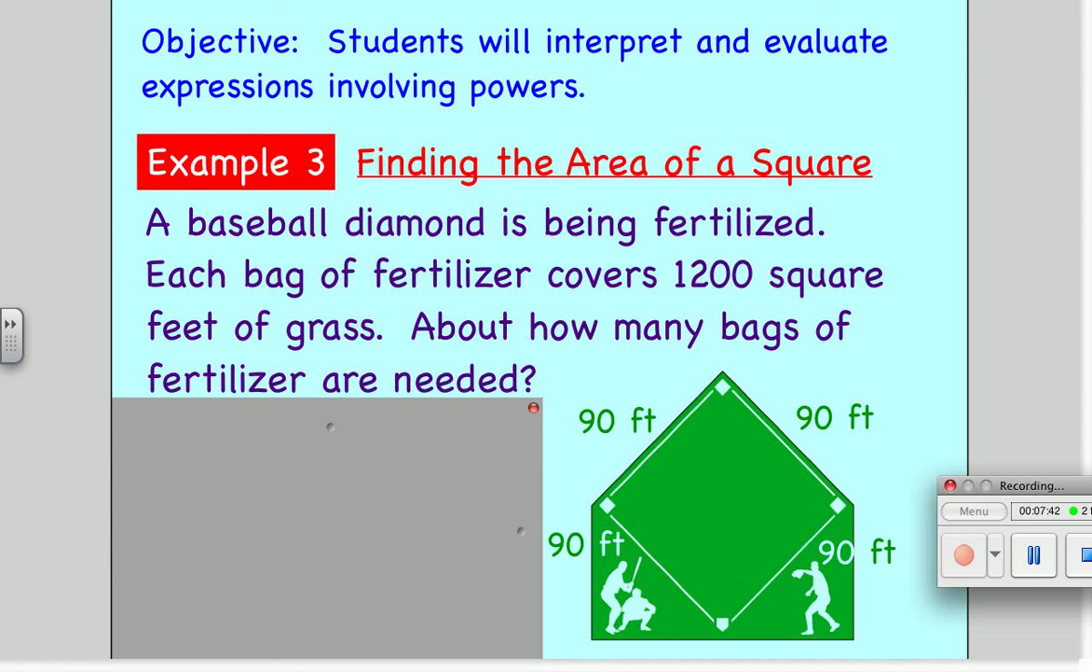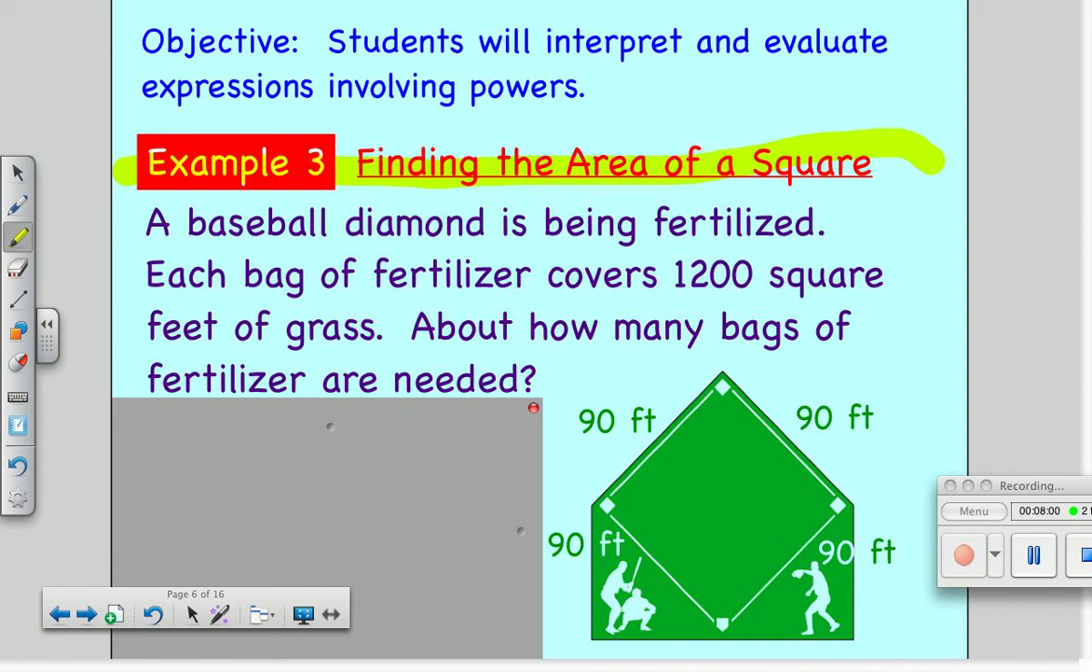This one, I do want you to write down because I do think we need some review work in area. Okay, so I want you to write example 3, finding the area of a square. Okay, we're just going to go ahead and highlight what you're going to write there. You're going to write this, finding the area of a square.